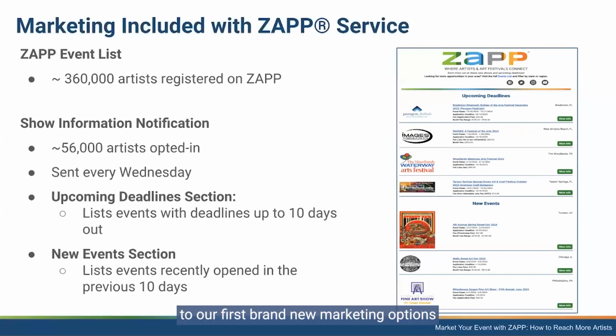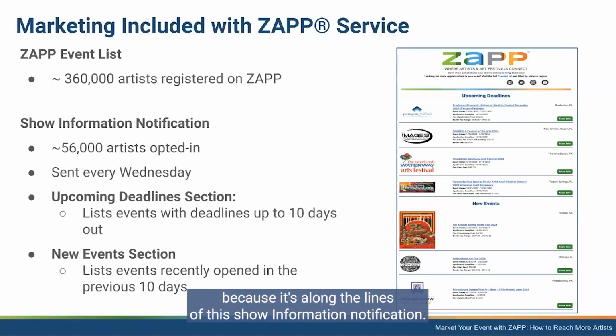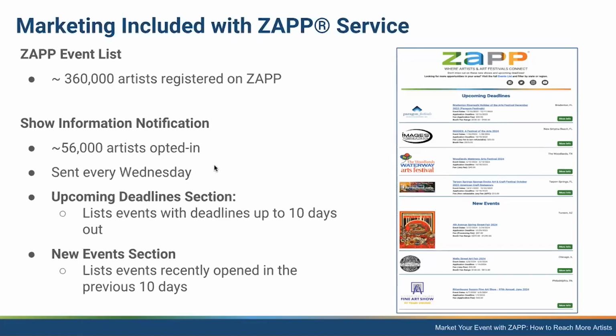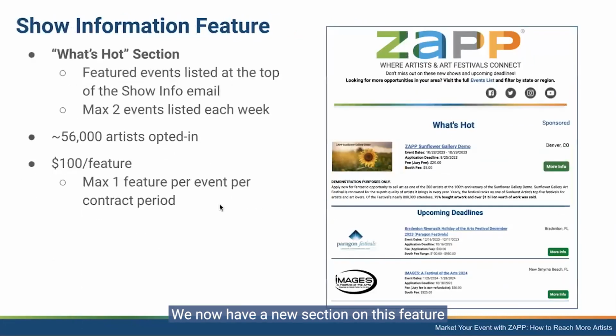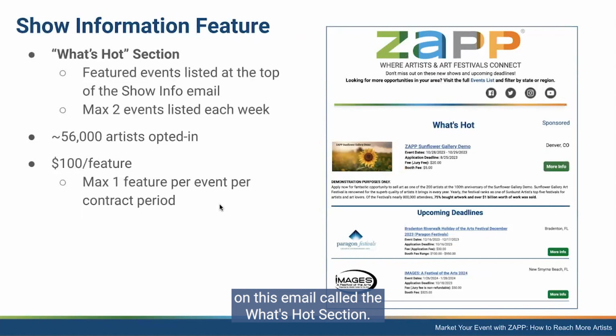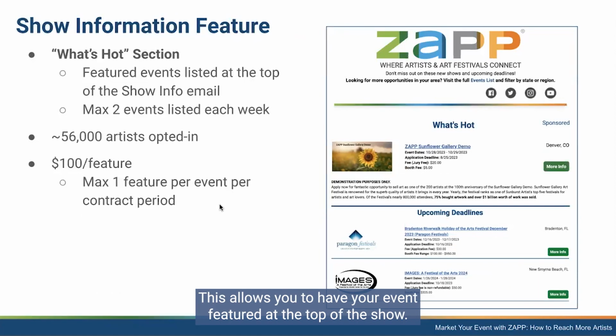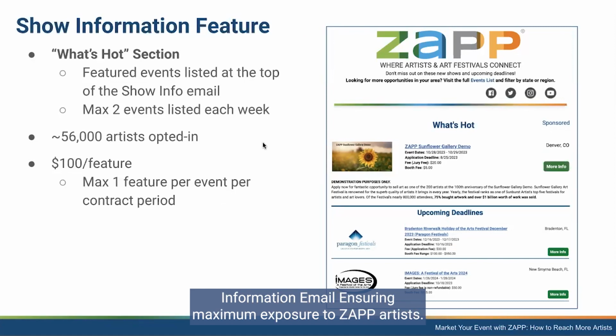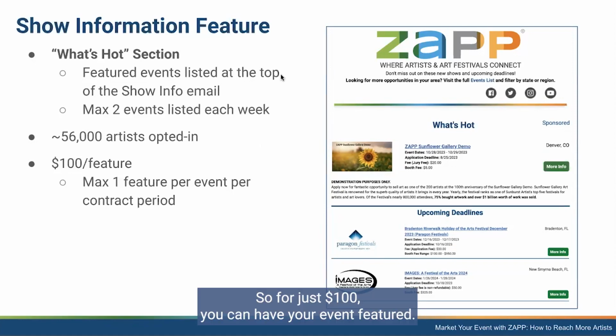This brings me to our first brand new marketing option, because it's along the lines of this show information notification. We now have a new section on this email called the What's Hot section. This allows you to have your event featured at the top of the show information email, ensuring maximum exposure to ZAPP artists. So for just $100, you can have your event featured.